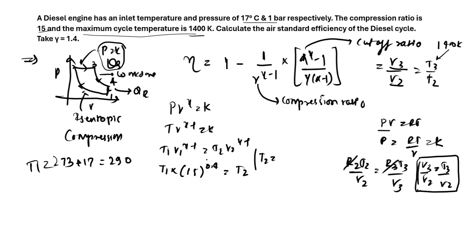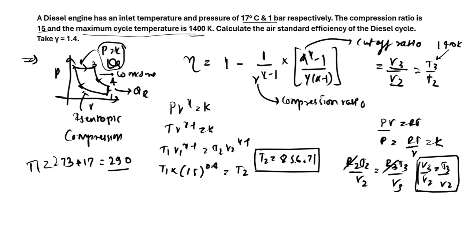So T1 is 290, and we have T2 as 15 to the power 0.4, which is 2.95, into 290, which is 856.71. So this will be our T2.